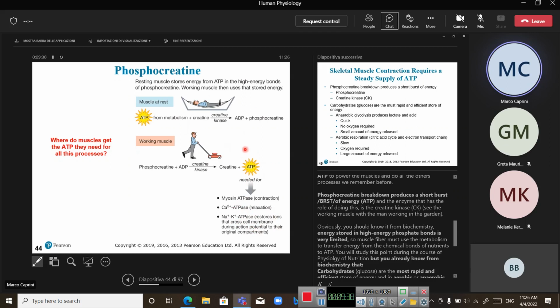The phosphocreatine breakdown produces a short burst of energy. Okay, this is a burst of energy from the ATP. And we can use this ATP when we need an energy store of ATP, like the phosphocreatine.